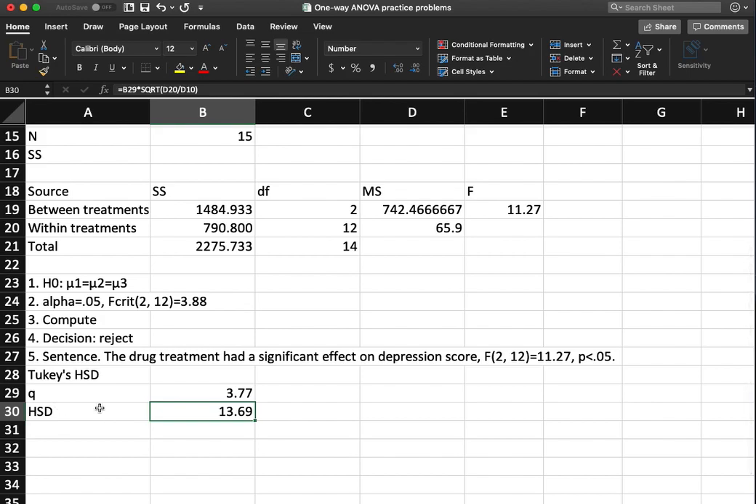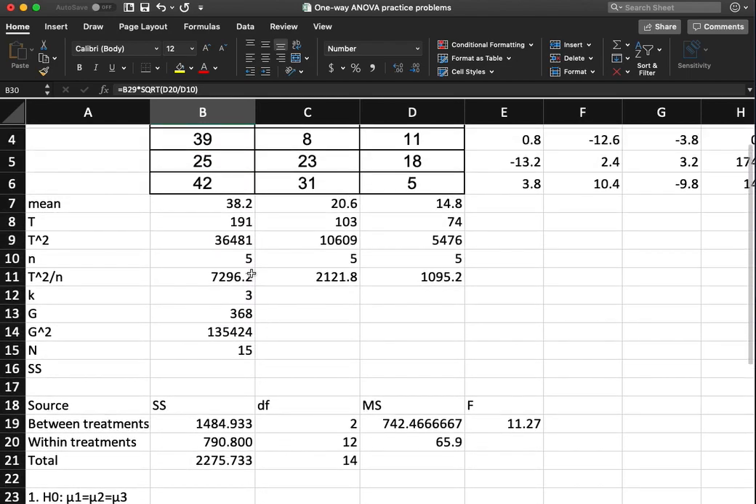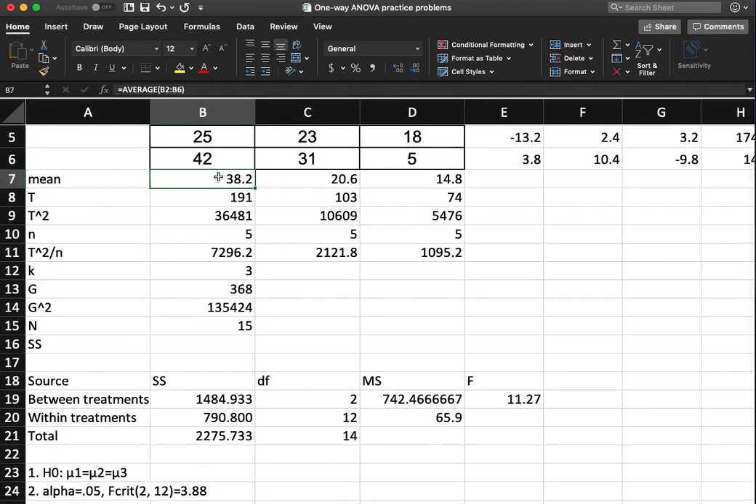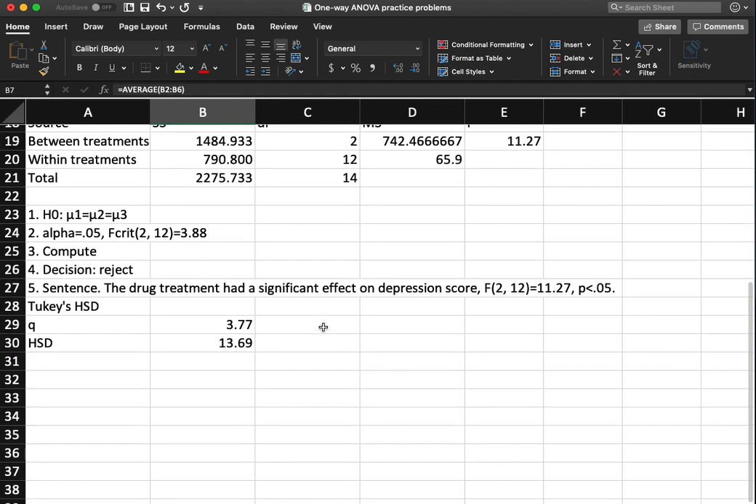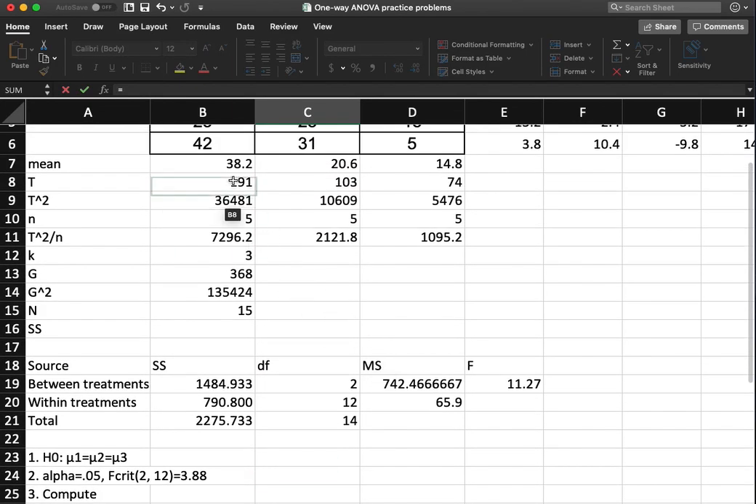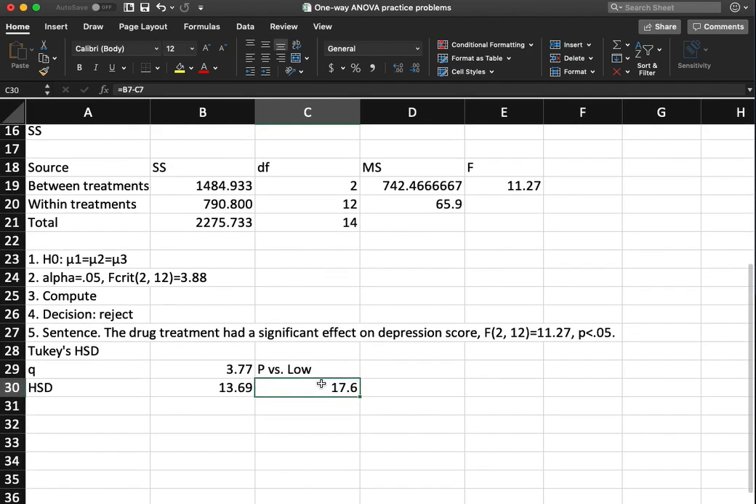What does that mean? This is how far apart 2 sample means have to be in order to be significant. We've got 3 sample means, so the question is, is 20.6 more than 13.7 away from 38.2? Right? Let's try to do this by column. So we'll do placebo versus low dose. That's equal to the placebo mean minus the low dose mean. That's 17.6. It's bigger than the honestly significant difference, so that one's significant. We're going to put an asterisk there.